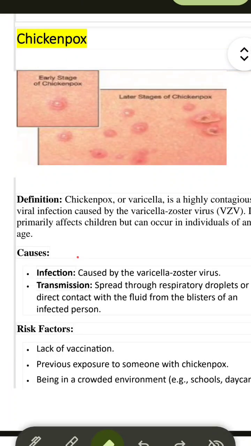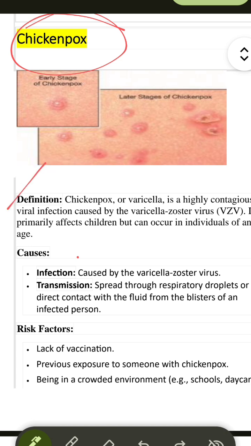Today's topic is chickenpox. Under that we'll learn definitions, causes, risk factors, signs and symptoms, diagnostic evaluations, medical management, nursing management, and complications. So first of all, let's see the definitions of chickenpox.